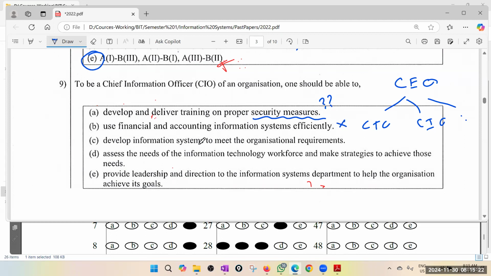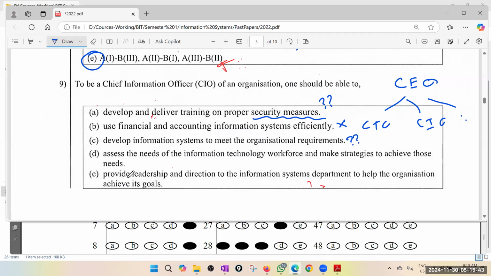Develop information systems to meet organizational requirements. So it is somewhat related, but developing software is not the CIO's task, but the CIO must help them. Okay, so let's keep that also open.